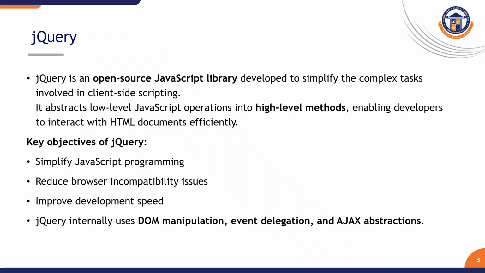jQuery. jQuery is an open source JavaScript library developed to simplify the complex tasks involved in client-side scripting. It abstracts low-level JavaScript operations into high-level methods, enabling developers to interact with HTML documents efficiently. Key objective of jQuery: it simplifies JavaScript programming, reduces browser incompatibility issues, and improves development speed. jQuery internally uses DOM manipulation, event delegation, and AJAX abstractions.